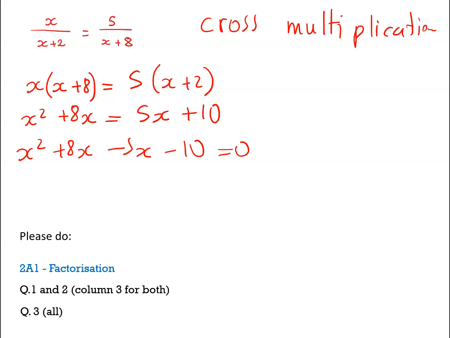Now, I would like you to please do 2A.1, the questions that are there on the bottom of the screen. Also, they appear in the booklet, and once you finish those questions, please come and watch the next video, which is for 2A.2.